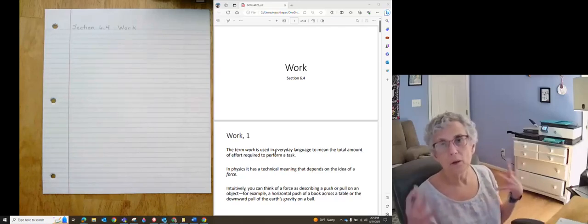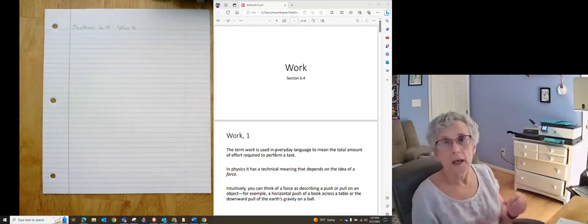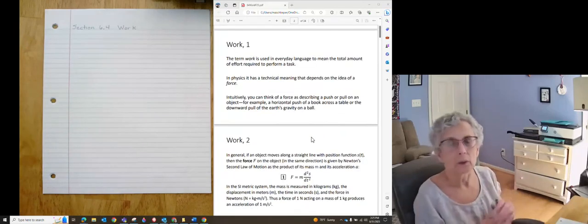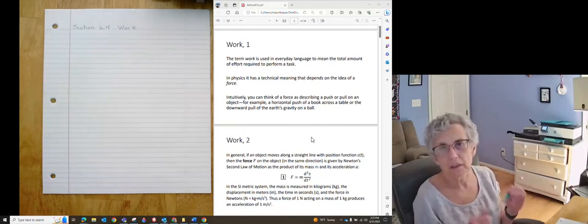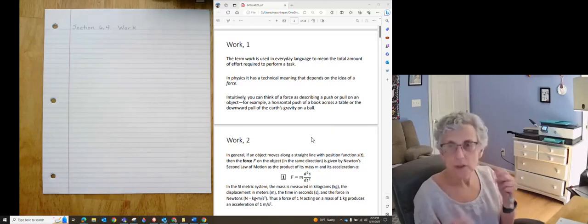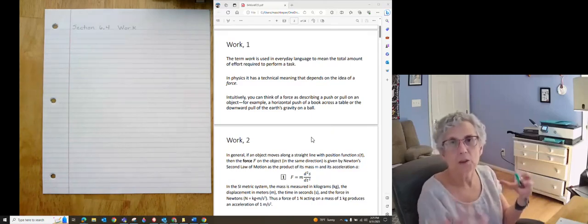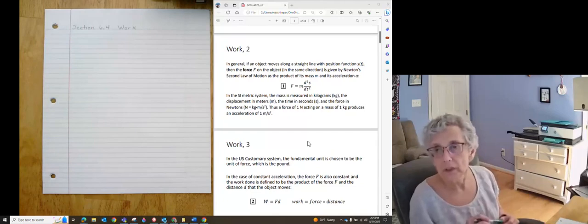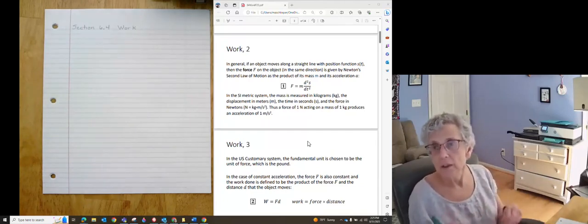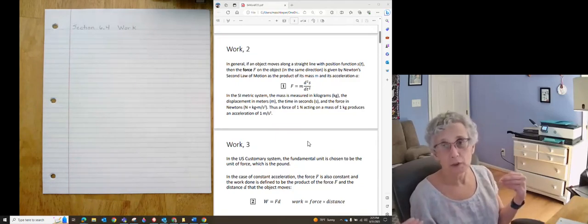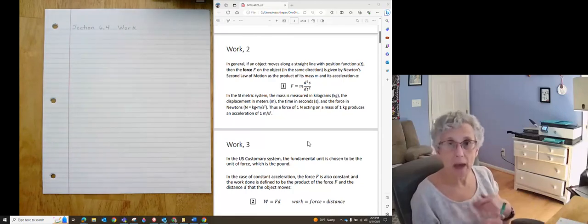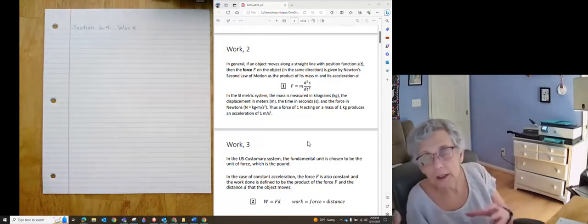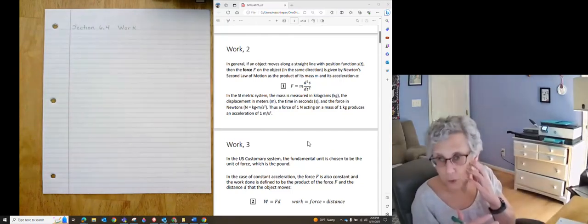This section is all about work, and it is an application of integrals. So work, we think about going to work, doing your homework, but in this case, it means force, or the amount of force that it takes to move an object. In general, we think of the force on an object using Newton's second law of motion, which says that force is equal to mass times acceleration. So how heavy something is multiplied by how fast you're moving it is the force.